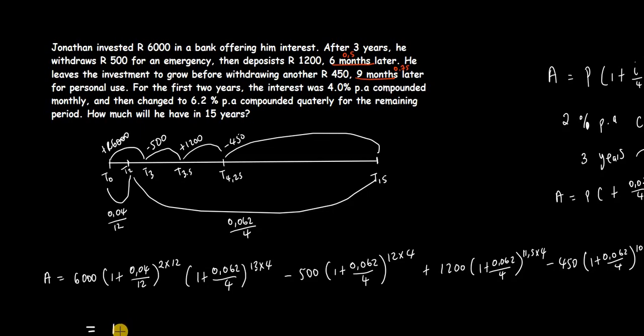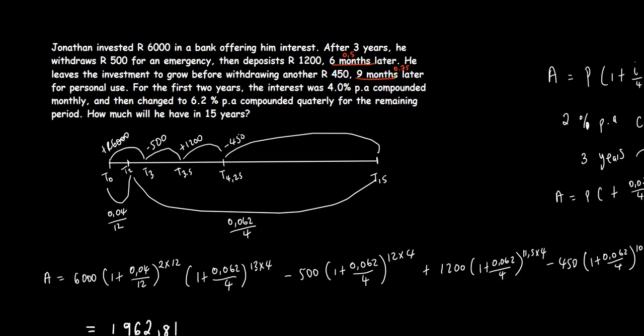Did I make a mistake somewhere? 1,962.81. This is the amount of money I'm getting. But I believe we shouldn't have done anything wrong here. I believe everything was fine.